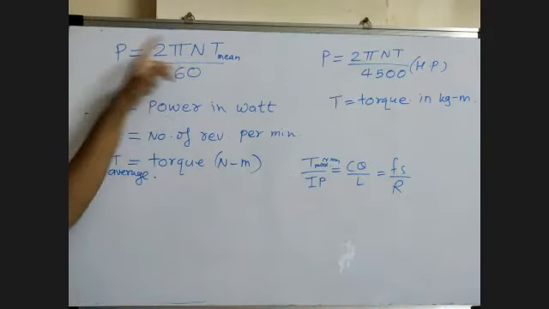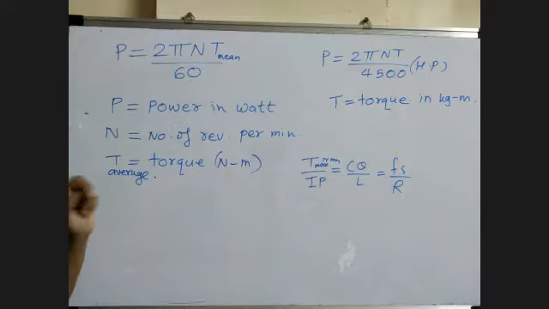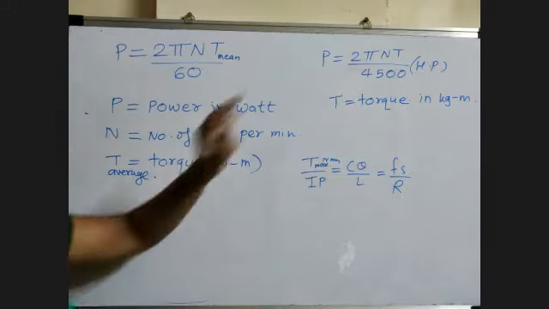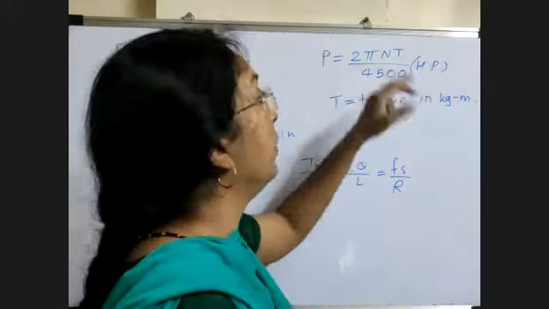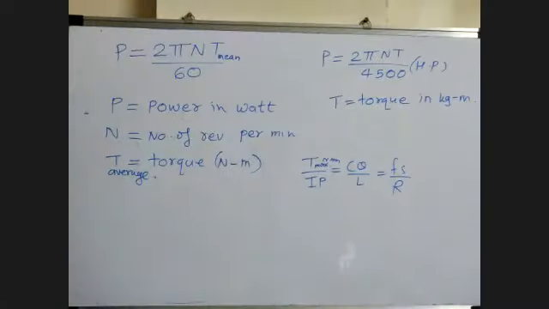But this torque in the formula of power is the average or mean torque, and it is in Newton meter. And in the formula of power that is in HP, this torque is in kg meter. You have to take care of this torque while solving the problem. So these are the simple theories.